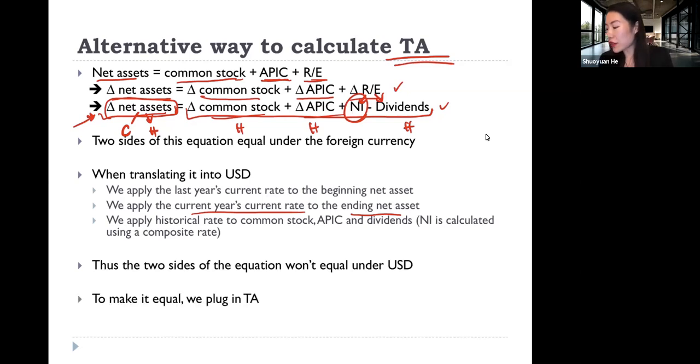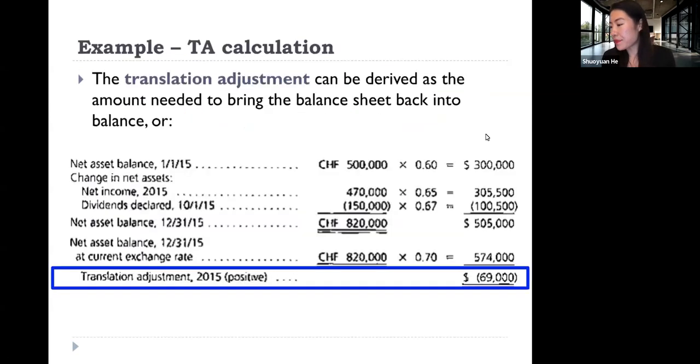And in order for this to balance, we need a plug here, and that is our translation adjustment. And then the cumulative of translation adjustment is called cumulative translation adjustment. So this is the alternative way to calculate translation adjustment under the current rate method.